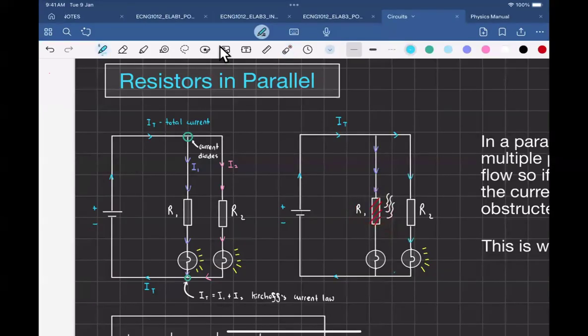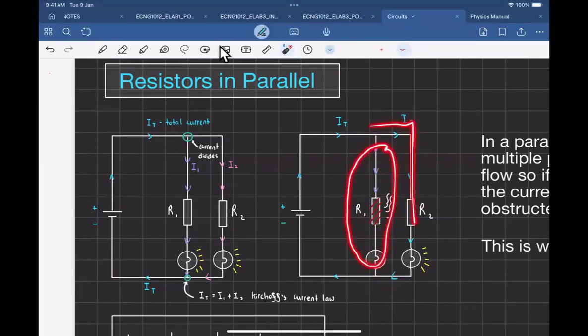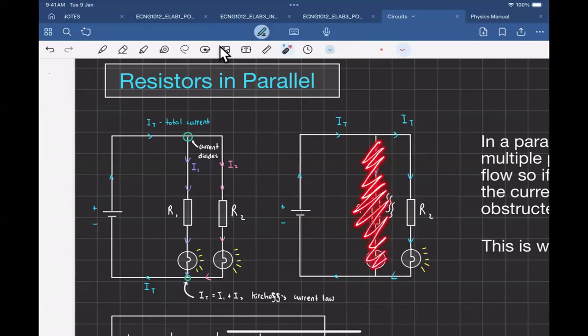So Aliyah, watch this. If R1 is blown, the current doesn't get to be used up by the bulb, because the bulb is not lighted. So the current here is not being used up, and the total current will just flow through here. Think about it: this resistor is blown, so we could effectively remove it from the circuit. The total current will just flow through.